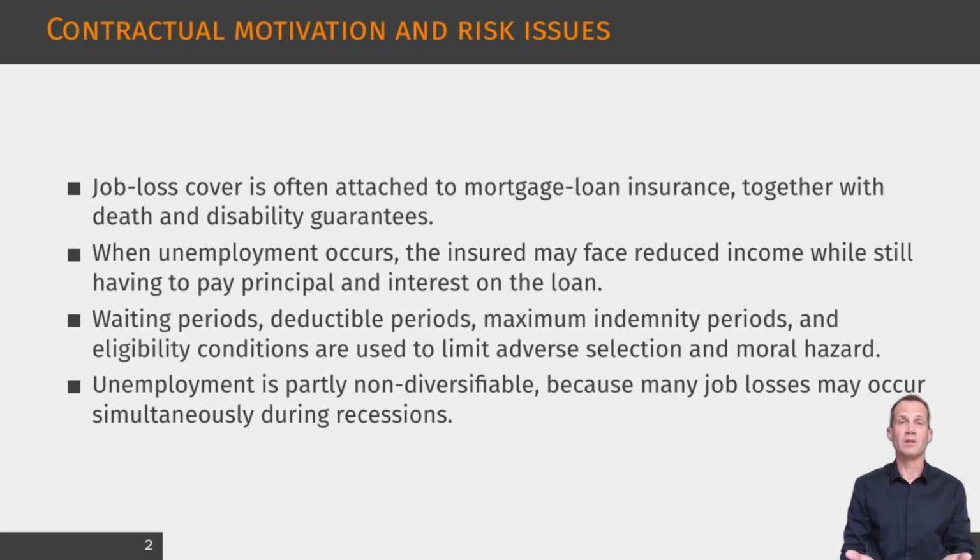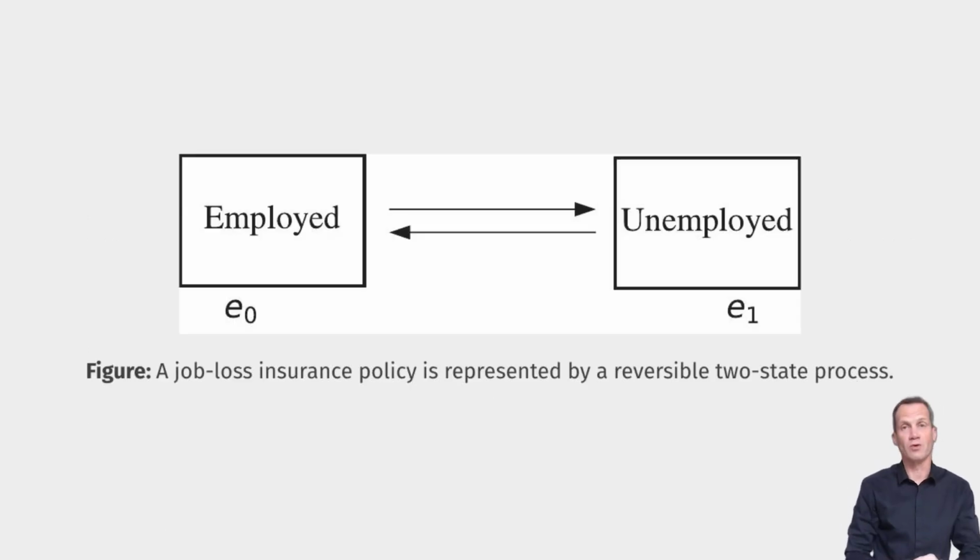Finally, unemployment is partly non-diversifiable. During a recession, many policyholders may lose their jobs at the same time, so pooling is weaker than for independent individual risks. This explains why the chapter links job loss insurance to credit insurance and to the need for equalization reserves. The diagram shows the entire state space used in the chapter.